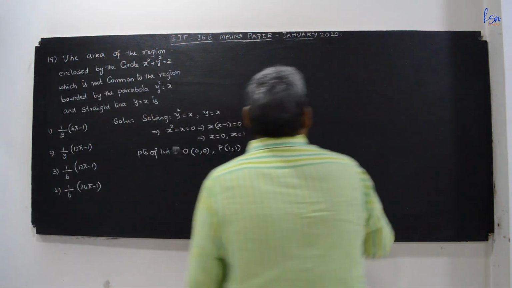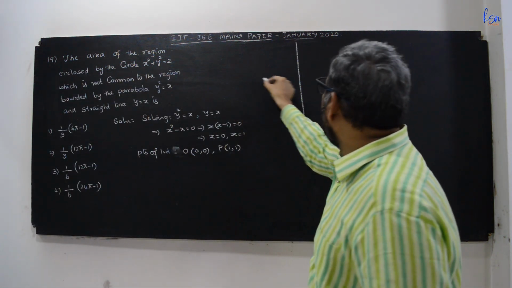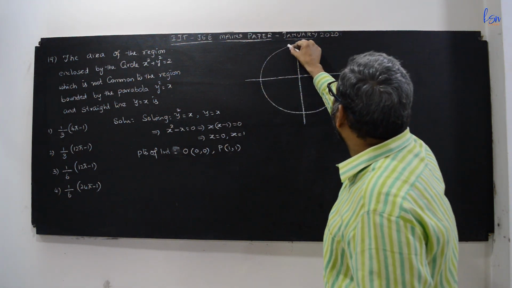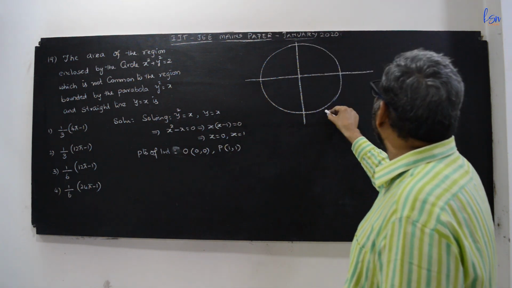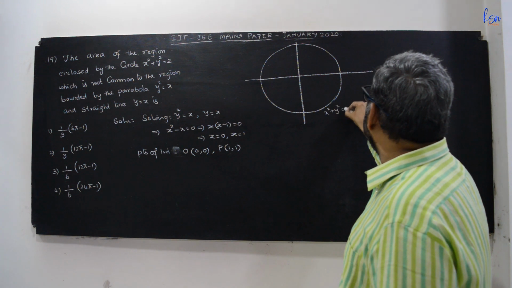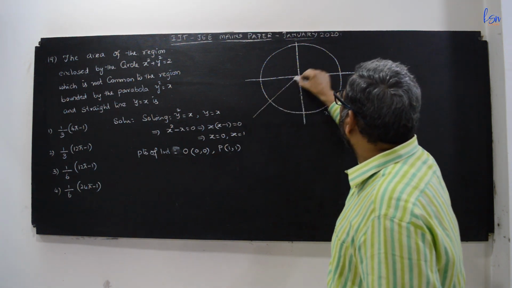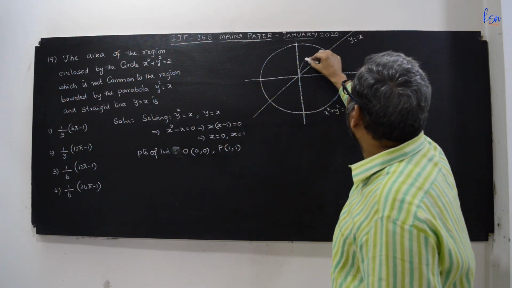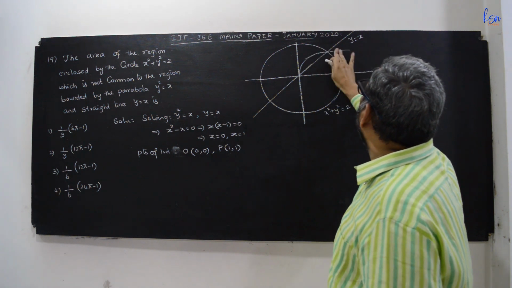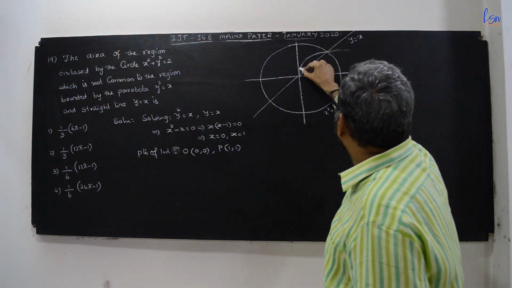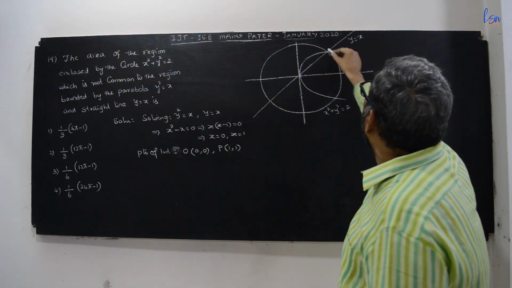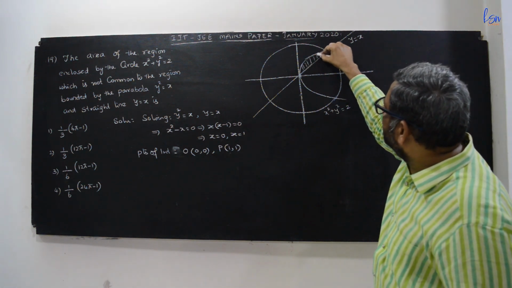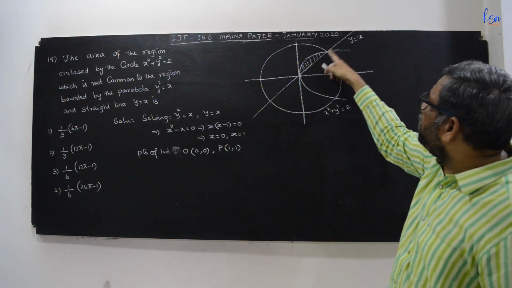Therefore, we can have a diagram here. Let this be the circle x square plus y square equal to 2. This is the straight line y equal to x. Now the parabola is like this. So this is the parabola, and this is the region common to, or bounded by, the parabola and the straight line.